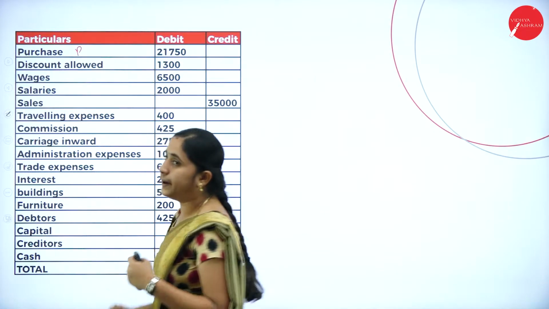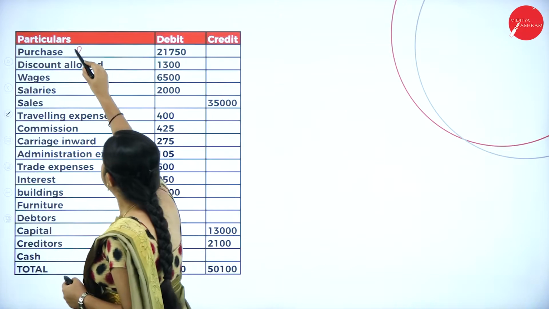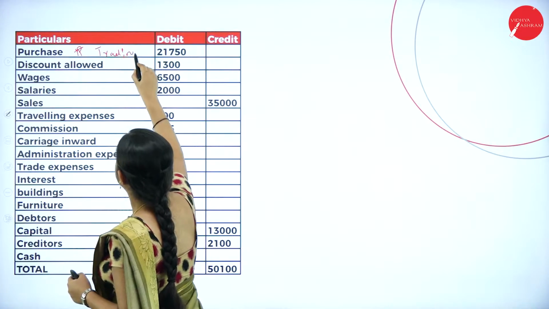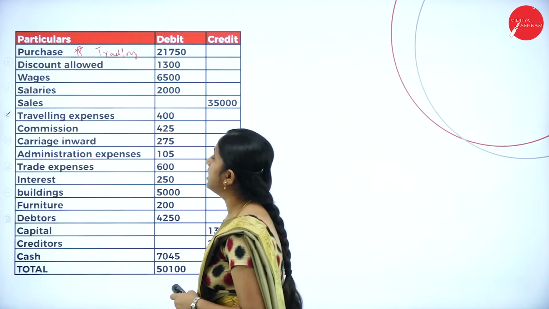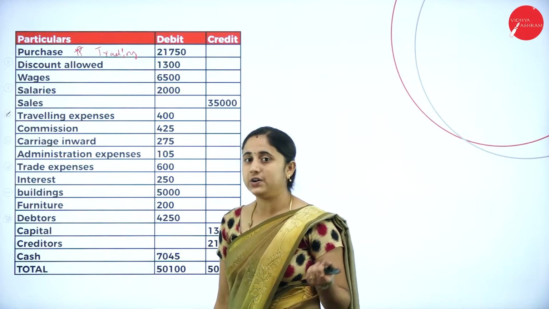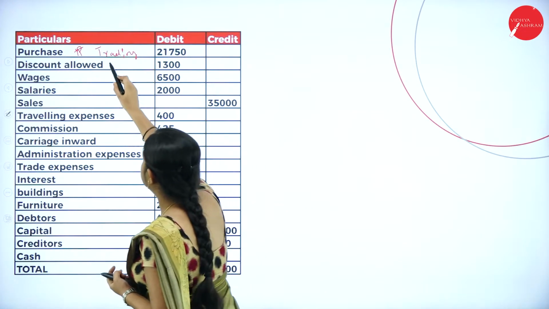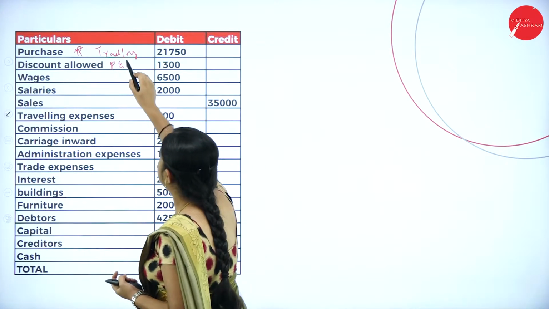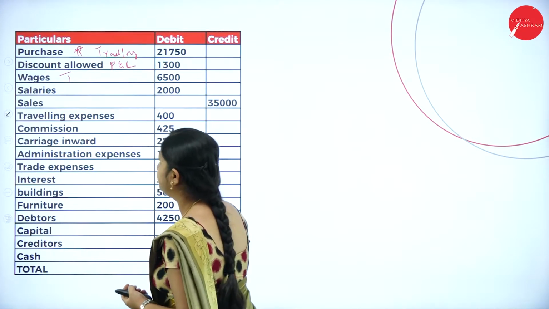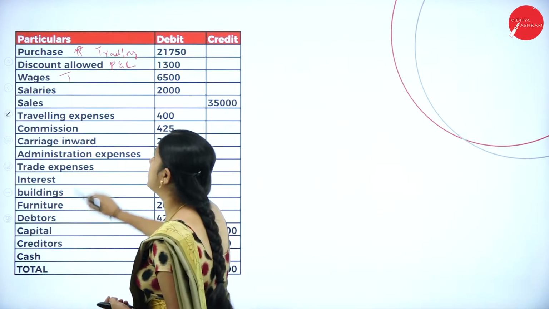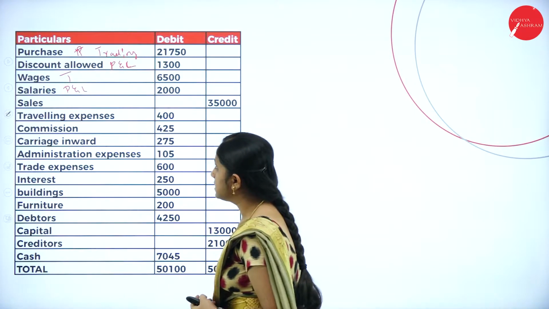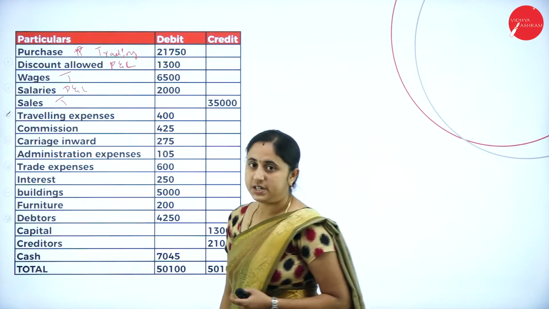Purchase, buying and selling activity, comes in the trading account. Then discount allowed. Discount allowed is an indirect expense. You are giving a discount, so it is profit and loss account. Then wages. Wages, direct expense, trading account. Then salary, indirect expense, profit and loss account. Then sales. Sales is buying and selling activity, trading account.